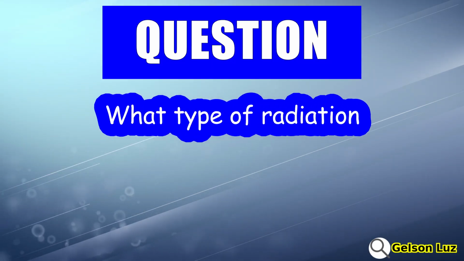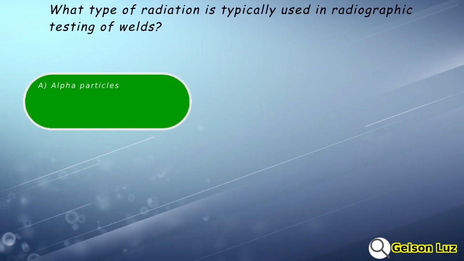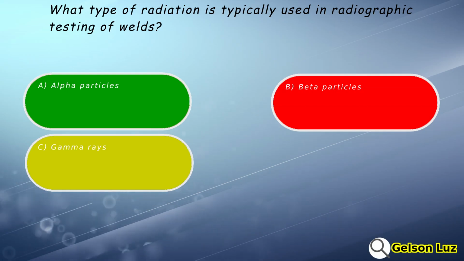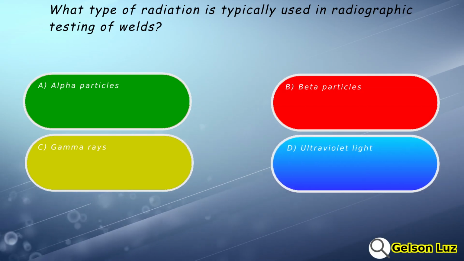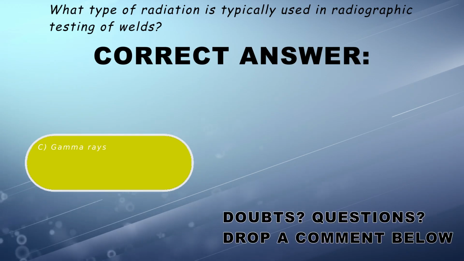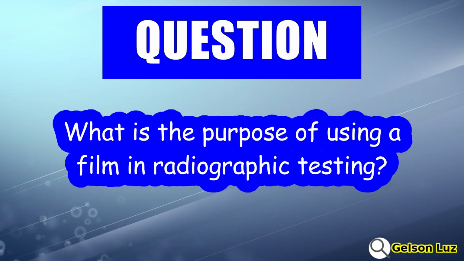What type of radiation is typically used in radiographic testing of welds? A. Alpha particles, beta particles, C. Gamma rays, ultraviolet light, E. Infrared radiation. The correct answer is C. Gamma rays.